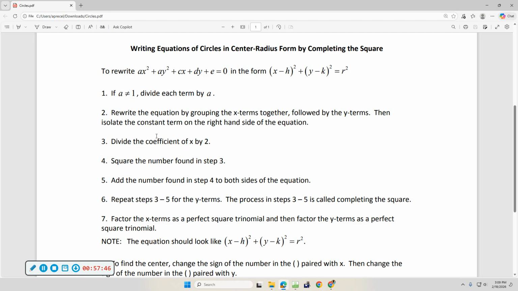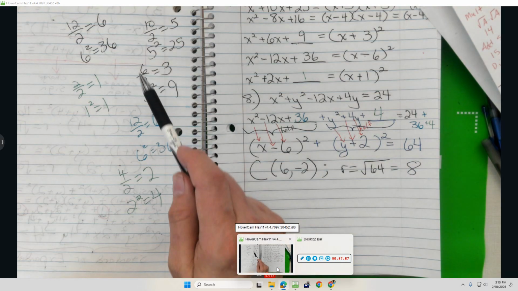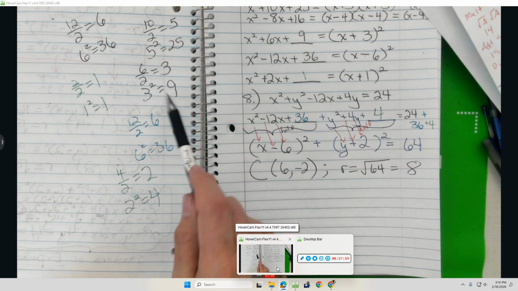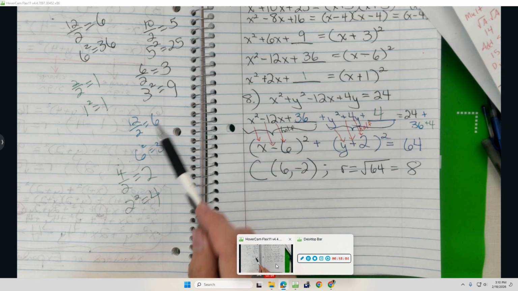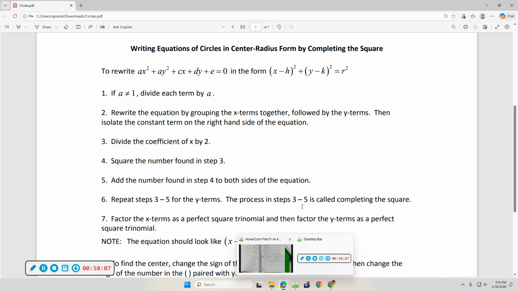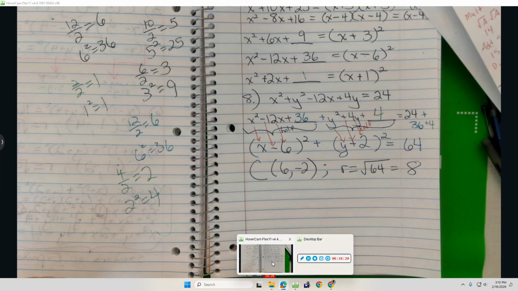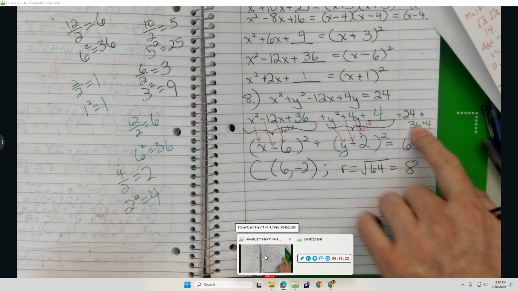We divided the coefficient of x by 2, then squared the number that we found. That's what I was doing over on my scratch work. We take the number, divide it by 2, and then square it. It doesn't matter which one, it's just that they see the pattern: divide by 2 and square it. Okay? Add that number that you find to both sides of the equation. If you're adding a number to the left side of an equation to maintain the equality, you have to add it to the right. So that's what you did right there with the plus 36.